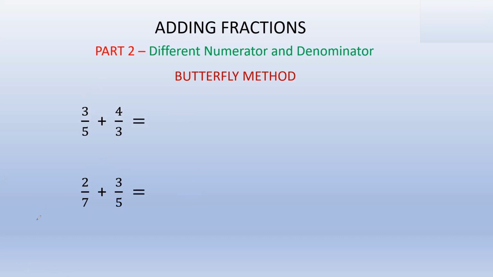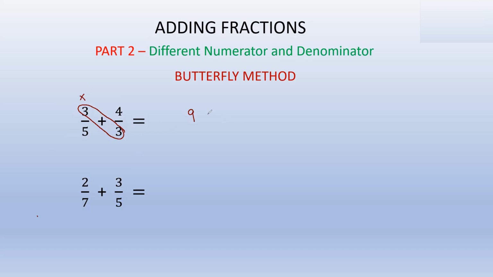Now here we will use the method called butterfly method. What is butterfly method? We make the wings of butterfly. How? Step 1. We take the numerator of the first fraction and the denominator of the second fraction and we multiply them. So 3 times 3 is 9.